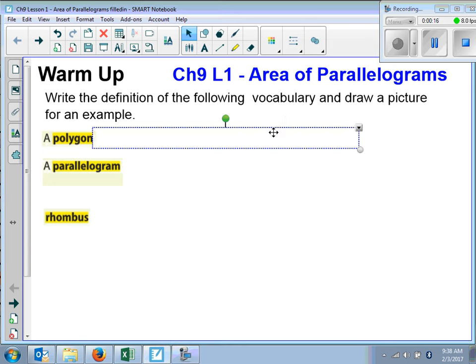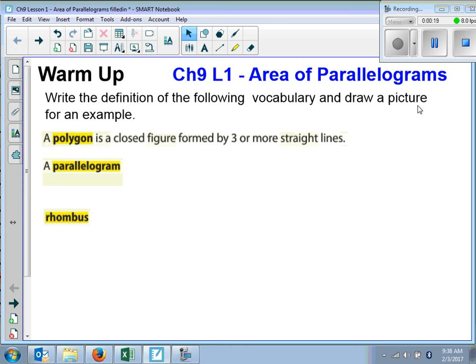All right, a polygon is a closed figure formed by 3 or more straight lines. So here is an example of a polygon. Okay, you could also have a triangle. Could I have a circle? No, because it's 3 or more straight lines. Could I have a right angle? No, because a right angle is made of 2 lines, right? So a polygon is a closed figure formed by 3 or more straight lines.